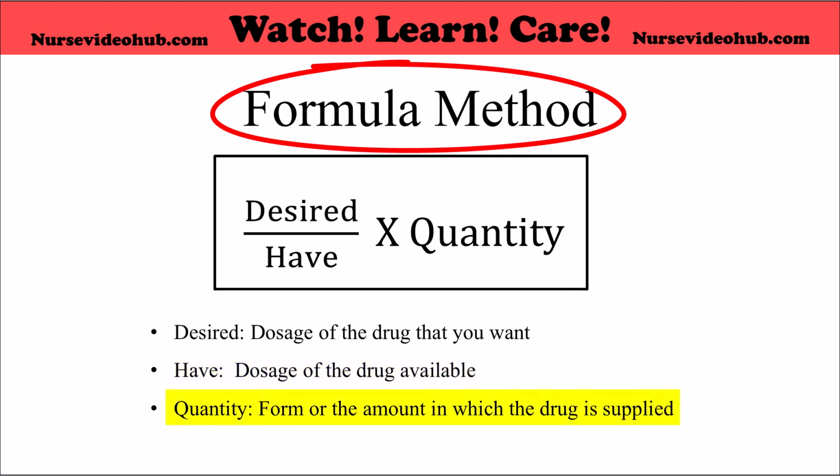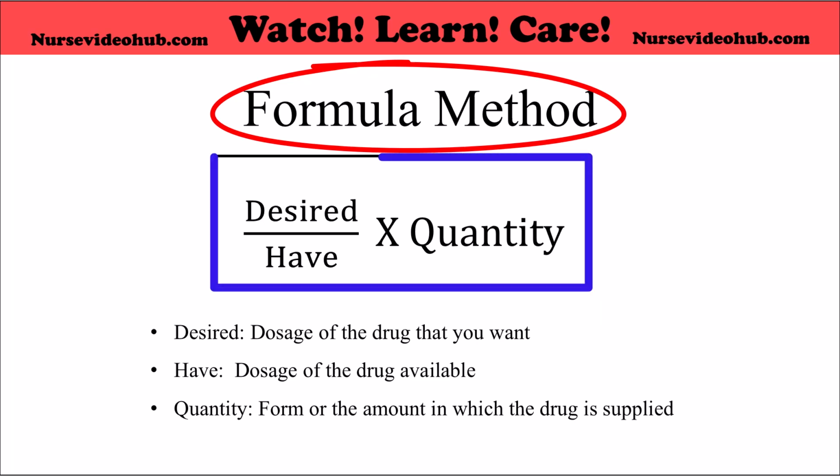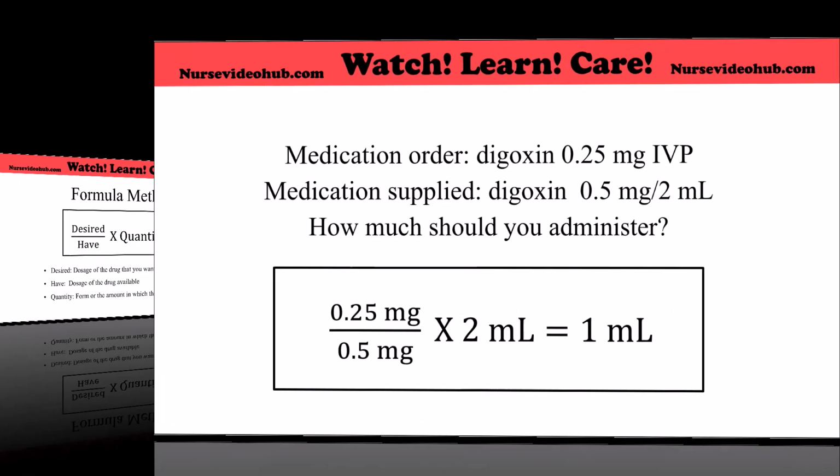Then you need to know the quantity. This is the form and amount in which the drug is supplied. 2 tablets, 5 milliliters. You take the desired amount, divide it by the amount on hand, and then multiply it by the quantity. This gives you the dose to administer.